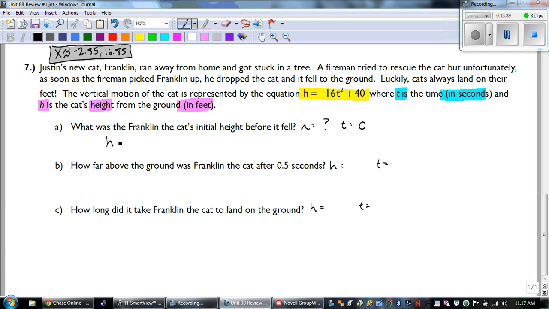When I'm plugging into the equation, I'm going to plug in 0 for t, which is nice. I can do this in my head. 0 squared is 0. Negative 16 times 0 is 0. So all of that cancels, and what we're left with is h equaling 40. And it's going to be 40 feet.